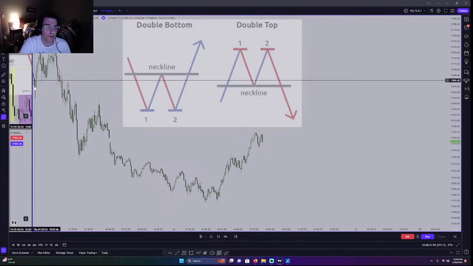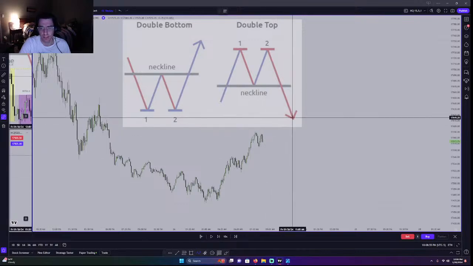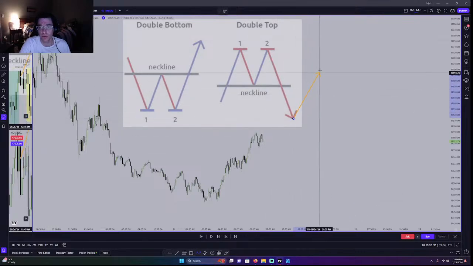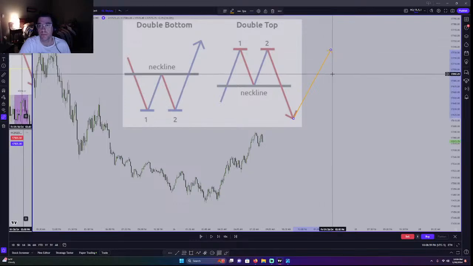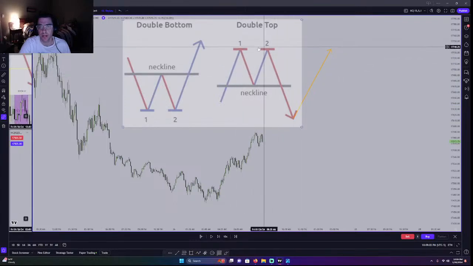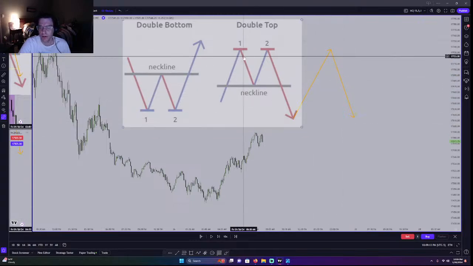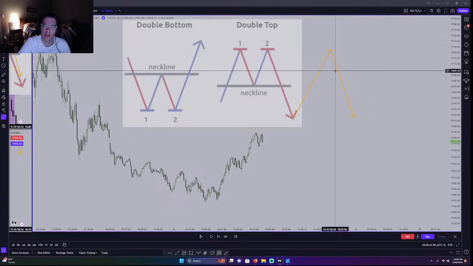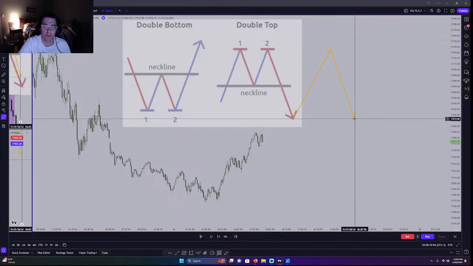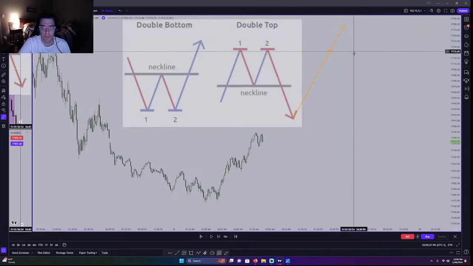So if price would ever come up to this area right here, these double tops, we can expect that to be resistance for price to go lower. And I tried that theory for the longest time. And I wondered why price did not go down, but instead just went higher.